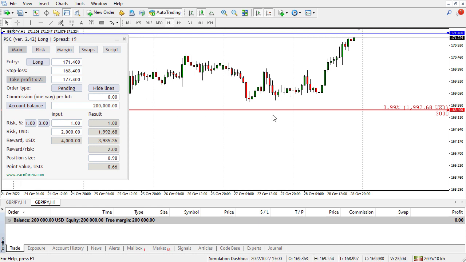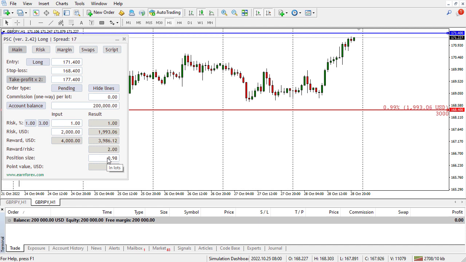Okay. Now here's the thing. We're risking 1% of this trading account's capital, okay? And that's $2,000. Now, pay close attention to the position size field here, which is your lot size. You can see that if you were to take this trading position with your entry at the 171.40 price level and your stop loss at the 168.40 price level, then you would have to take that position with a 0.98 lot size in order to maintain that 1% risk per trade on this trading account, which is a $200,000 FTMO account.